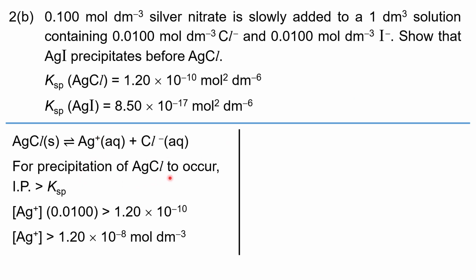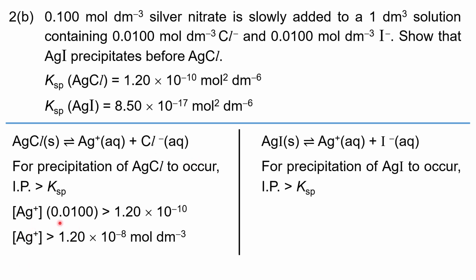For precipitation to occur, your IP must be greater than your KSP. So because of that, I want to have this in mind. I need to write out the equation to show the dissolving of my silver chloride first for me to be able to work out my IP value. So this is the equation.